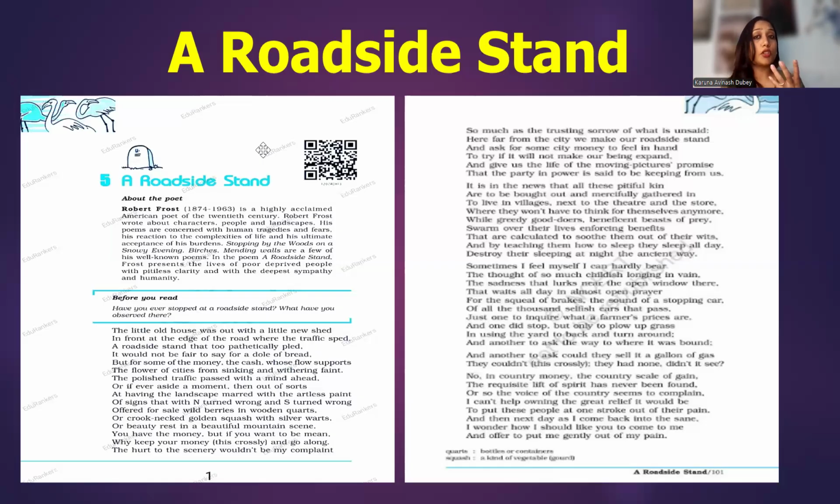So they ask for that city money in hand, and see if it is benefiting their people, and gives us a life of the moving pictures promise that the party in power is said to have been keeping from us. With the help of this money, they want to see if the kinship expands, the people benefit, and whether they could afford that lifestyle shown to them in pictures, on television. The party in power, the politicians, the bureaucrats, promise, and the packaging of their promises is so shiny, but they are all hollow inside.